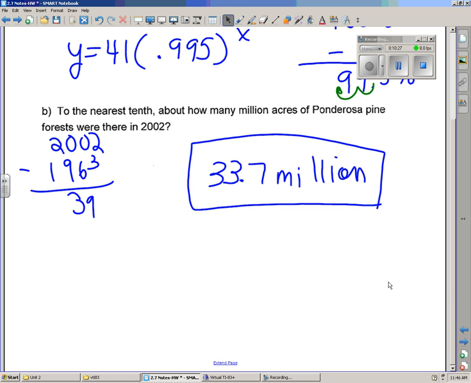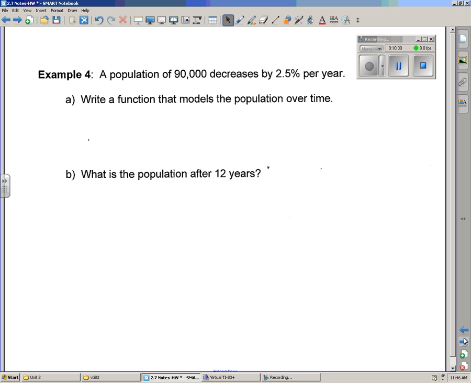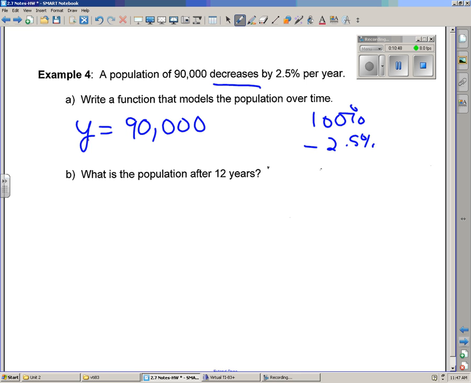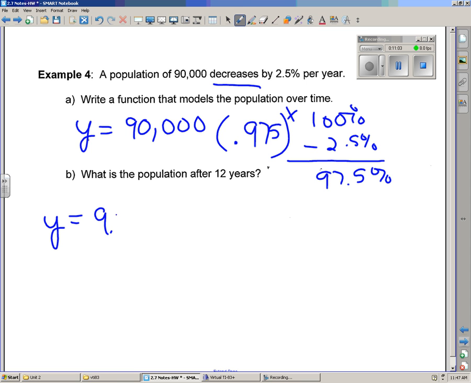Okay, last one. A population of 90,000 decreases by 2.5% per year. Write a function that models the population over time. Y equals the initial amount, 90,000. Again, it's decreasing. So 100% minus 2.5% comes out to be 97.5%. But as a decimal, it's 0.975 to the power of x. What's the population going to be after 12 years? And then you are just putting in 12 for x.